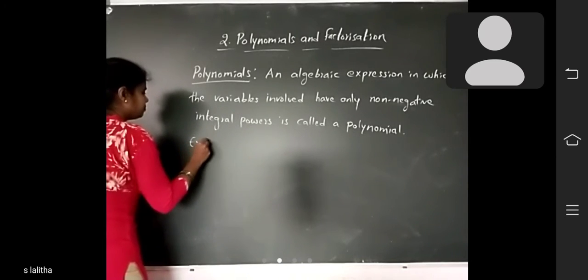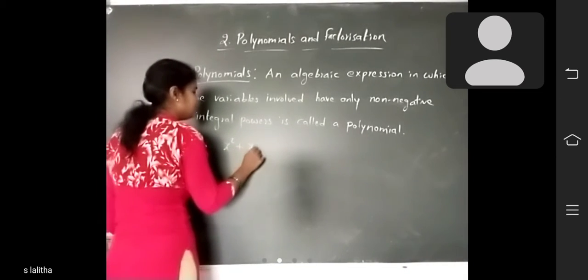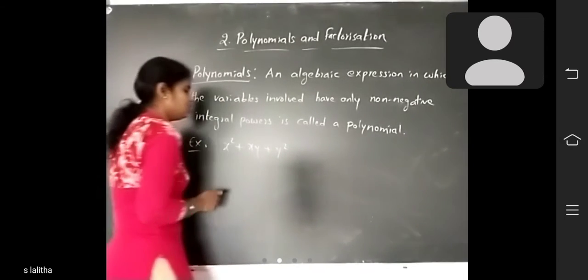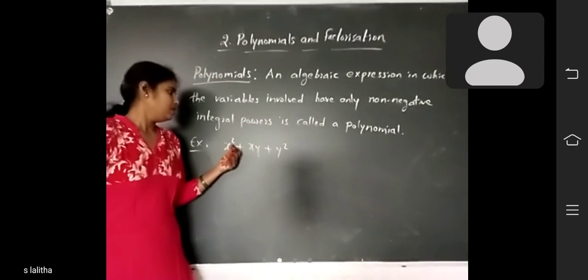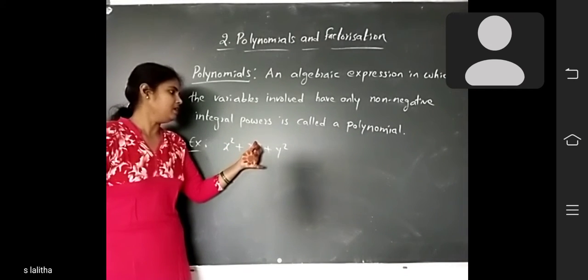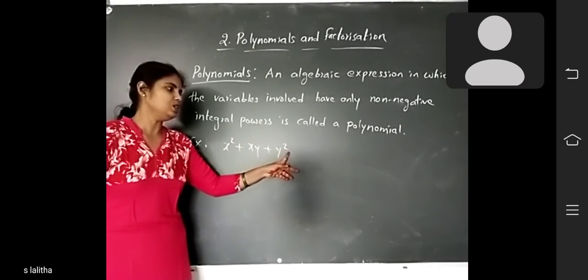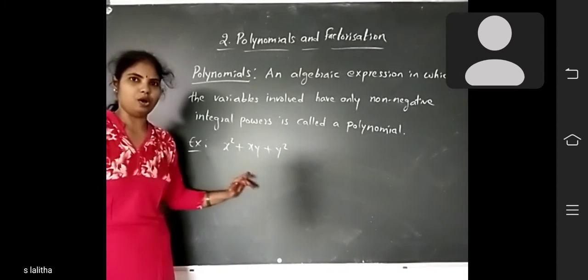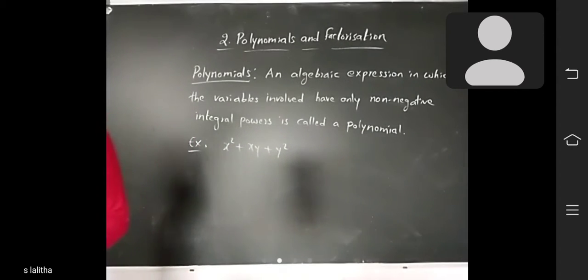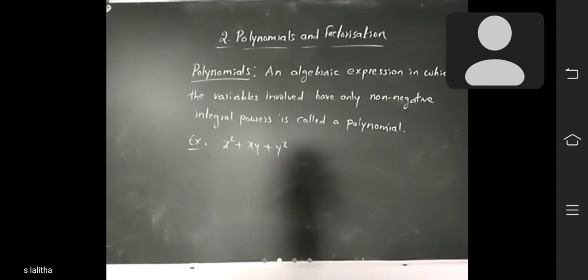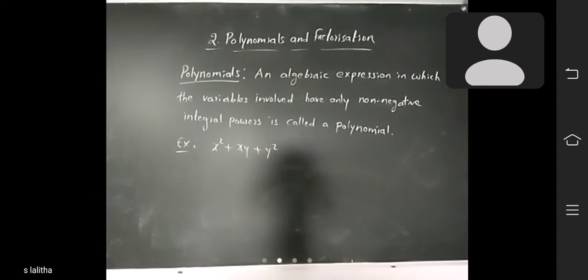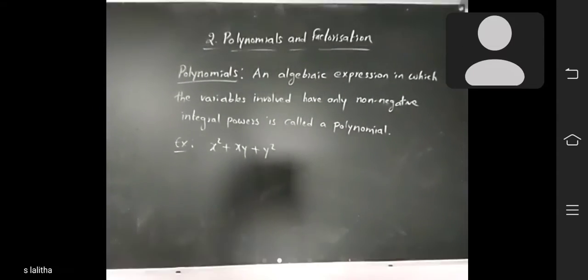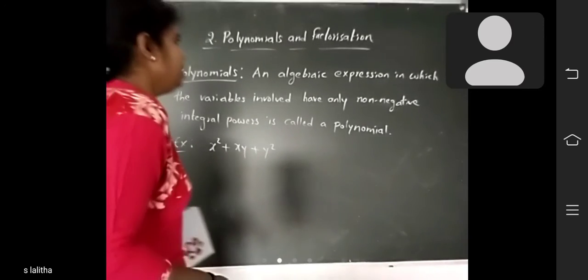Example: x square plus xy plus y square. Observe this one. Here the power is 2, here also 1, here also 2. So all are positive integral powers only. So this is called a polynomial. Okay? Did you understand? Right. So did you understand polynomials, children?